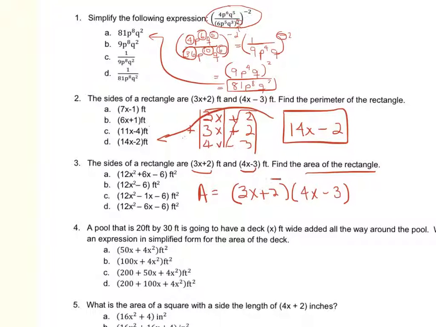And so we distribute the 3x, that's 12x squared minus 9x. We distribute the 2, it's 8x minus 6. We combine our like terms right there, so I'm going to get 12x squared, a negative 1x, minus 6. And that looks like answer C right there.